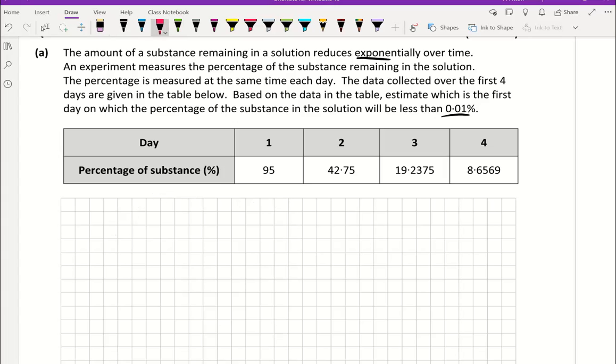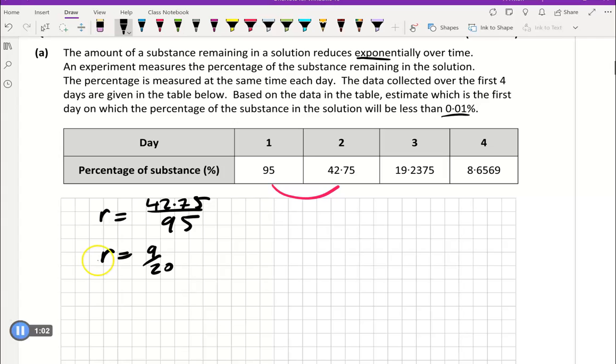So first thing we do, let's check what r is. So we know r will be one term divided by the other. So 42.75 divided by 95, r is equal to 9 over 20, which is sure, but we'll double check it for accuracy.